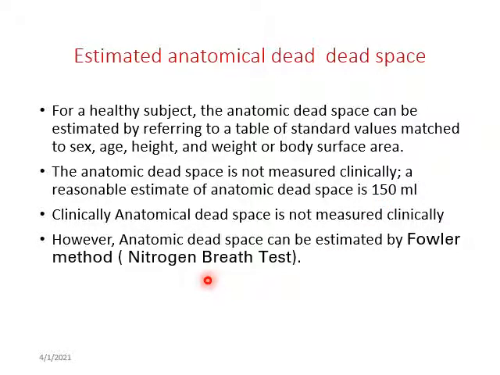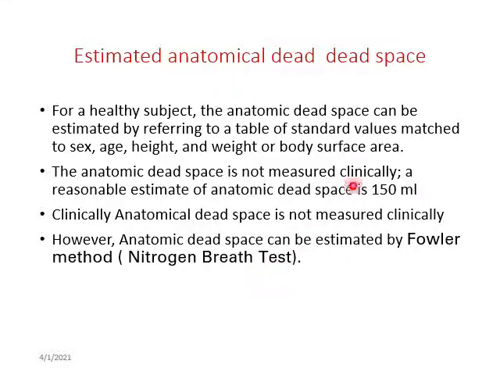Now, if you want to measure it anyway, or if you want to do some experiments, the anatomical dead space can be estimated by the nitrogen breath test. This test is sometimes better than the assumption, especially if we have inadequate ventilation perfusion. Because if we have alveolar dead space, we'll end up underestimating our dead space by our body weight, because we are only estimating the anatomical dead space. So the anatomical dead space can also be calculated using the nitrogen breath test.